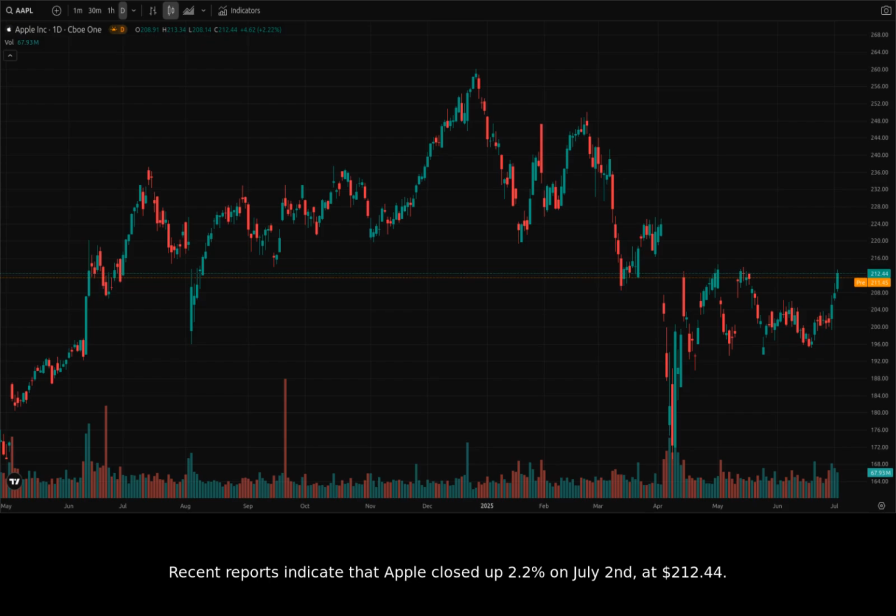Recent reports indicate that Apple closed up 2.2% on July 2nd at $212.44. This comes after a period of underperformance compared to other tech giants. Analysts are mixed, with Jefferies upgrading Apple to hold, but expressing concerns about future iPhone sales.